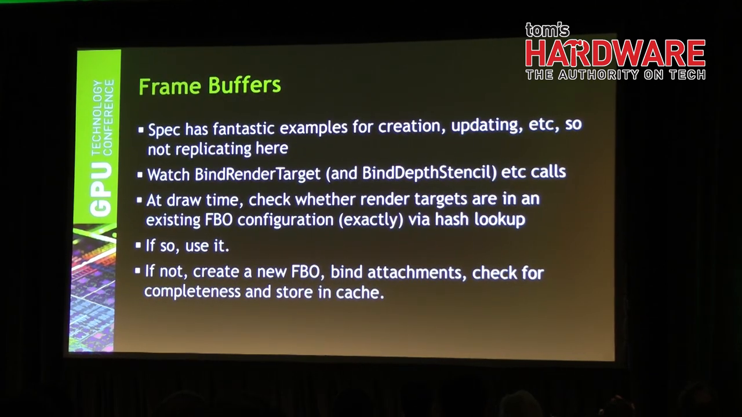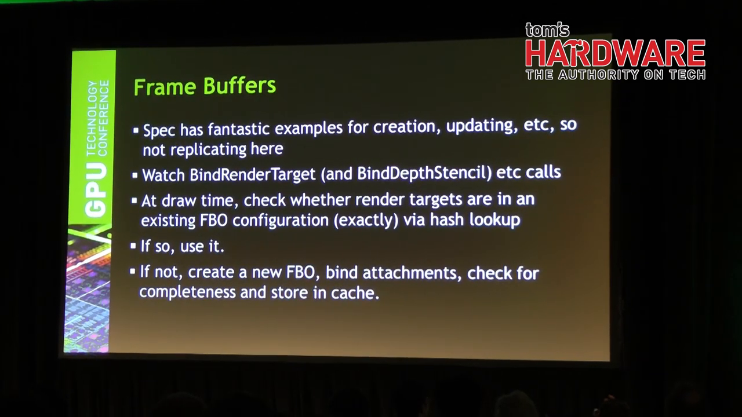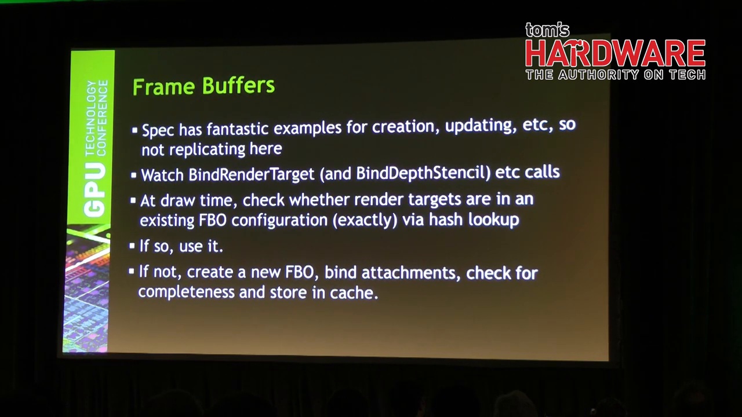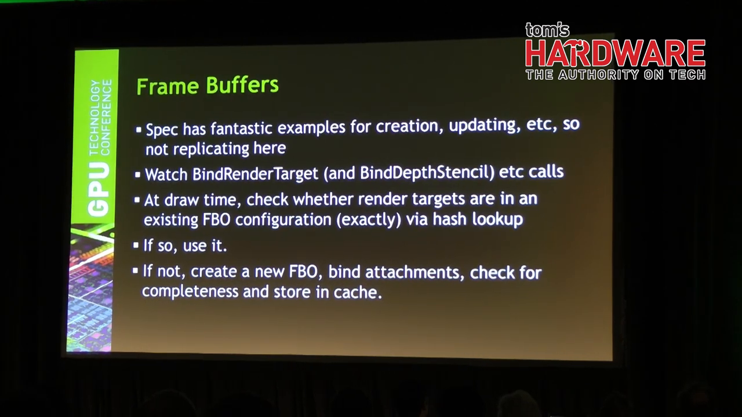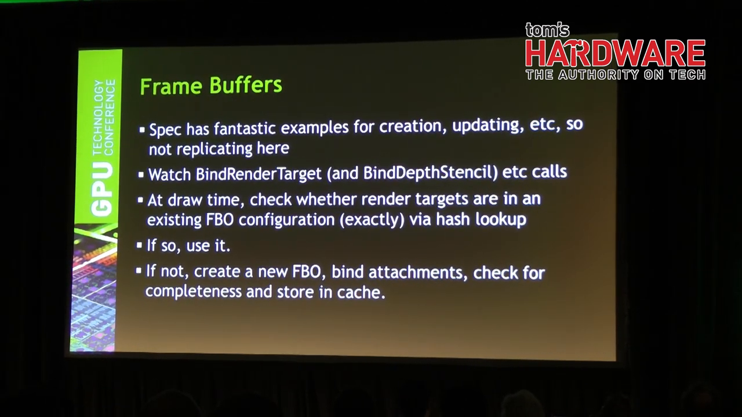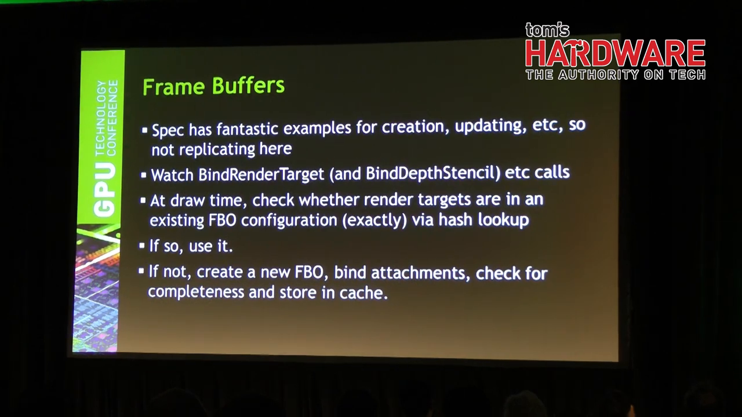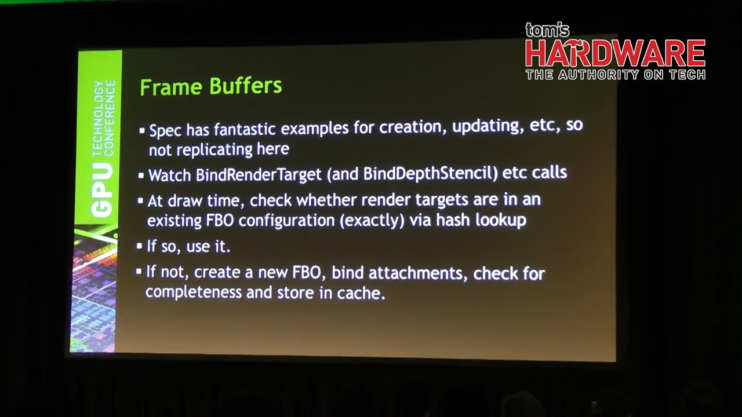But the approach that we took in D3D9 was basically we watched the bind render target and bind depth stencil calls, and then we would accumulate these and set a dirty bit. Then when it was draw time, we'd say, hey, is that dirty bit set? Okay, let's go see if we already have an FBO that matches this configuration. If we do, then we'll use it. And if not, we'll create a new one, bind the attachments, make sure that it's complete, and then stuff it in the cache.